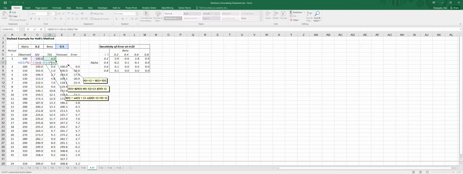The ST minus ST minus 1 plus 1 minus beta times the previous T, subscript T minus 1, which is the previous number, which is highlighted in green, and drag it down. And forecast and error are things that you know how to do, so you should be able to drag it down and do it.